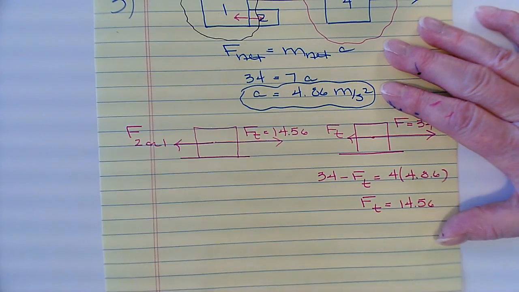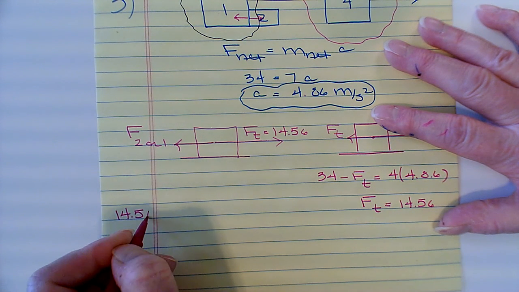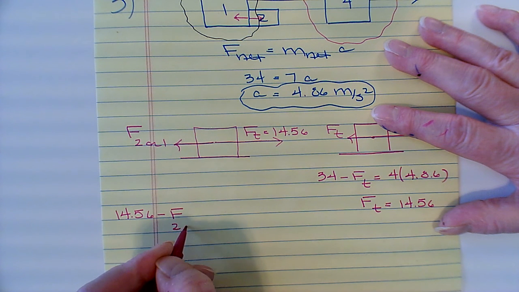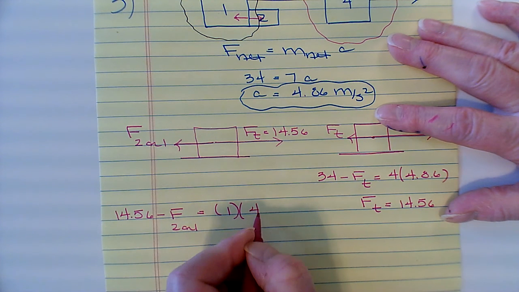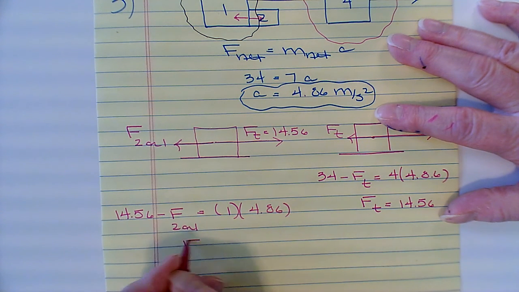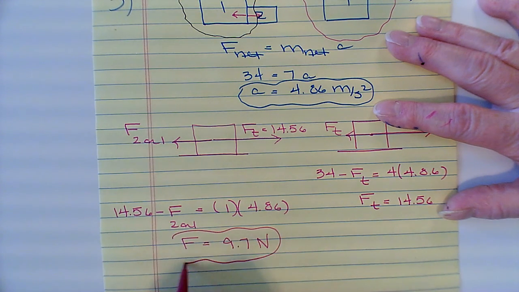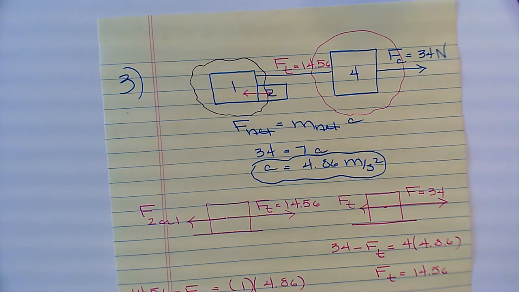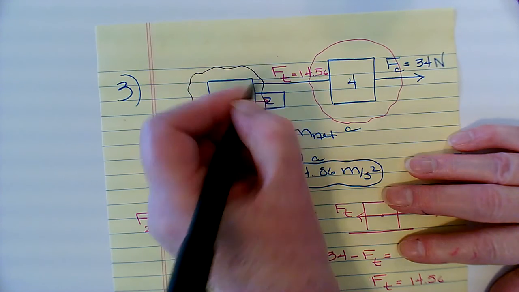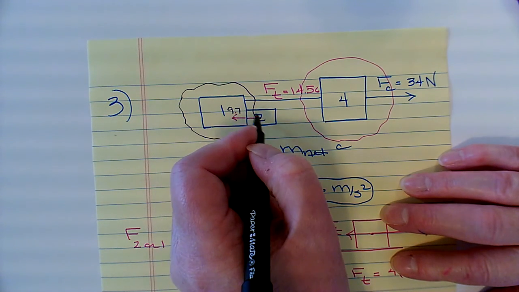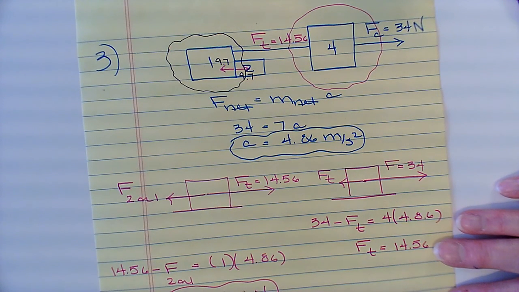And so again, F net equals MA. The bigger force is going to be 14.56 minus the force of the 2 on the 1 equals M, the mass of that block is 1, and the acceleration is 4.86. So the force of the 2 on the 1, I get 9.7 newtons. So I'll circle that. But then I'm going to go back and put that in my picture up here. The 2 on the 1 is 9.7. And so that tells me that the 1 pushes back on the 2 also at 9.7. And that's part C that they asked us to calculate there.